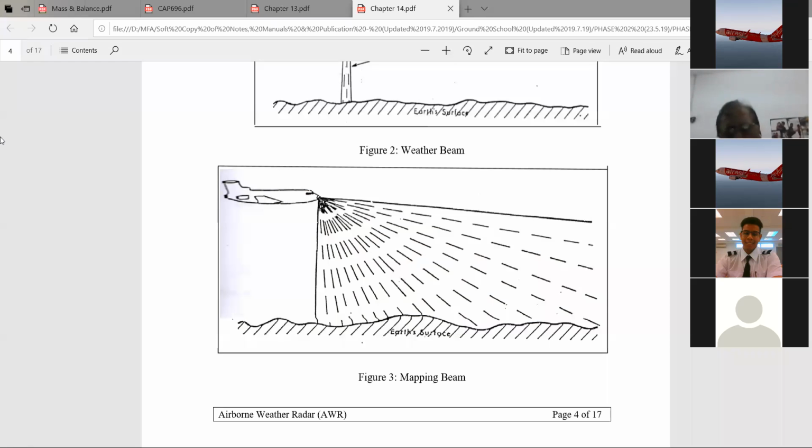On the mapping beam, this is possible because the field is 85 degrees. Now, if you want to map read beyond a distance of 60 to 70 nautical miles, you want to use the weather beam. The beam width is only 5 degrees. That means on the ground, you will be covering a very limited area. As such, map reading will become slightly difficult if you use the weather beam for map reading purposes.